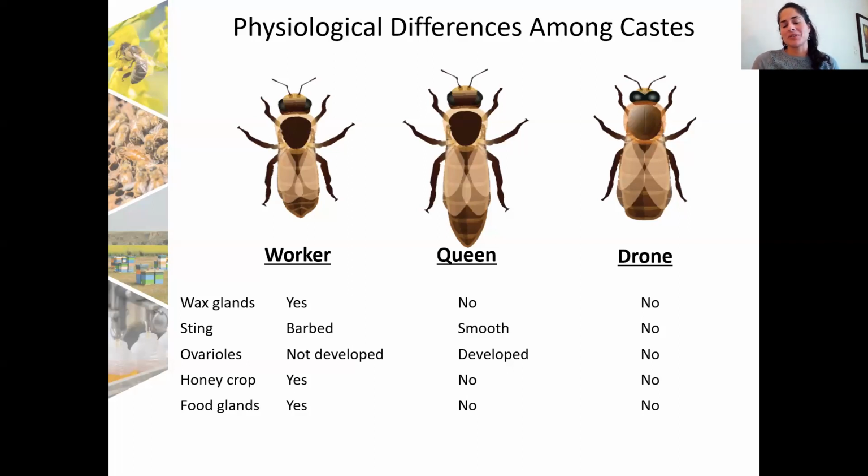But drones are very important to the colony. They are the males and they are basically there for reproduction. They can't do much else, but they're very important, especially in the summer when you're trying to raise queens. You need a lot of drones to mate with your queens.